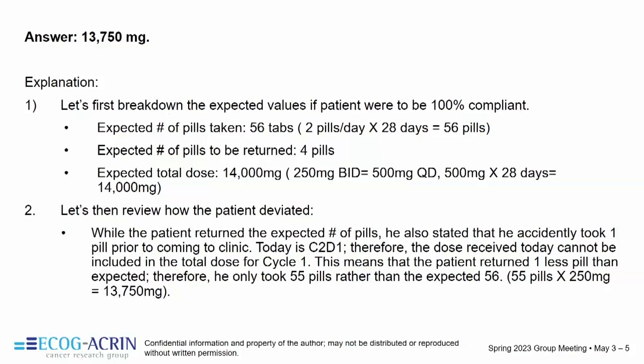So your expected total dose would be 14,000, but there is a deviation from that. Since the patient took 1 extra pill, it actually means he only took 55 pills rather than expected, and your total dose is 13,750.